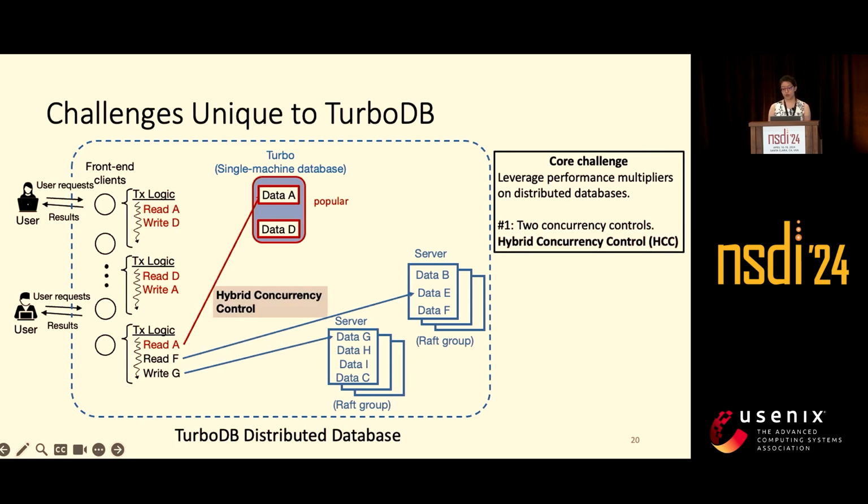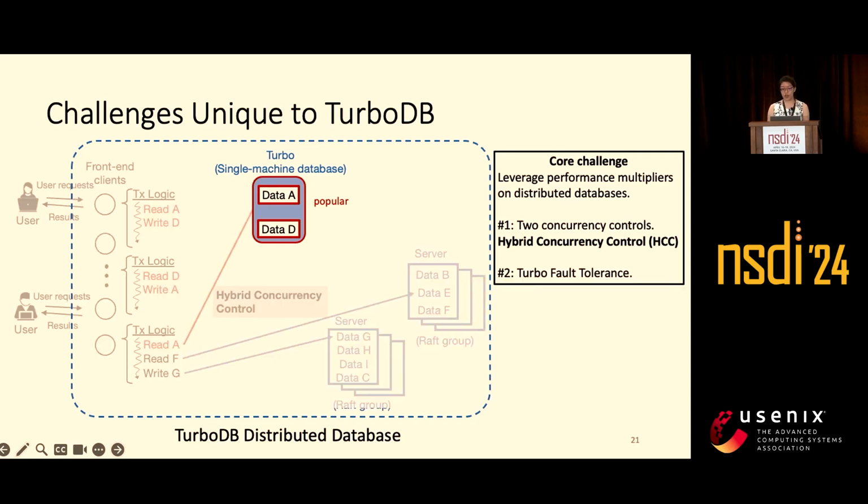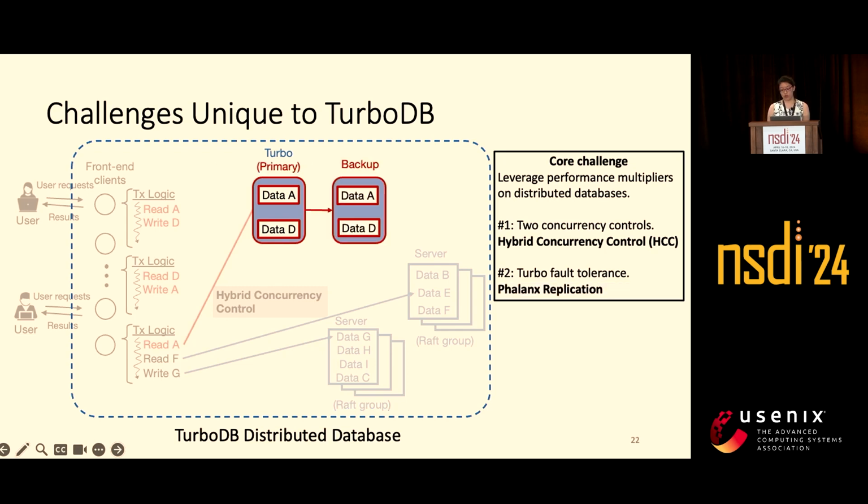To address this, we introduce hybrid concurrency control, or HCC. The second challenge is replicating the turbo for fault tolerance without replication latency interfering with the multipliers. To address this, we introduce Phalanx, our turbo-specific custom replication protocol. We first elaborate on HCC, then on Phalanx.